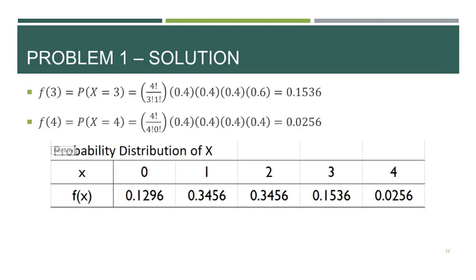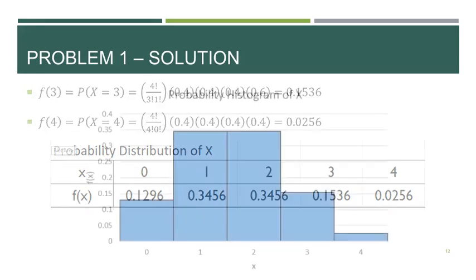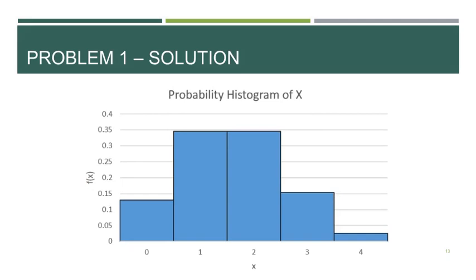Following the same process, we get f of 3 equals 0.1536, and f of 4 equals 0.0256. Based on our calculated values, we can now create a probability distribution table as shown. We then plot the values generated from the probability distribution table. We plot the values of our random variable X in the x-axis against their respective probabilities. The figure shows the equivalent probability histogram of the random variable X.